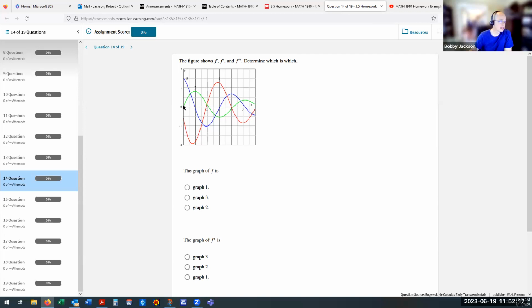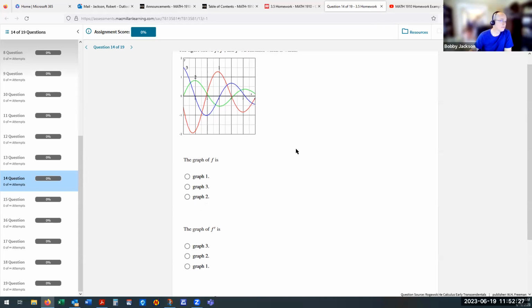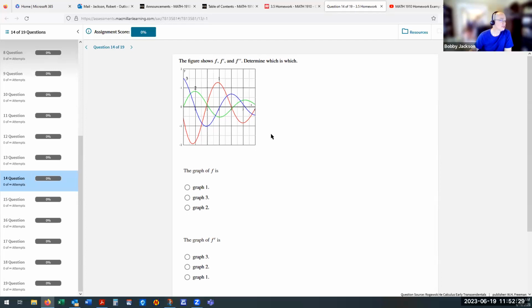So let's start again. For the green graph, we said the derivative is blue. For blue, the derivative is red. Okay, so which is which? The graphs are numbered here, by the way. I didn't mention that. These numbers are numbering the graphs. So the red graph, if you're colorblind, is number 1. The green graph here is number 2, and the blue is number 3.